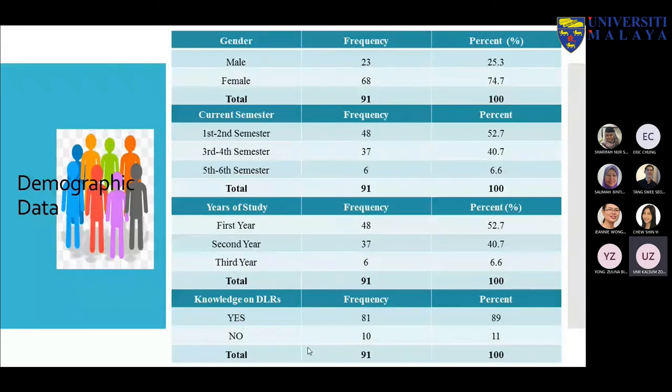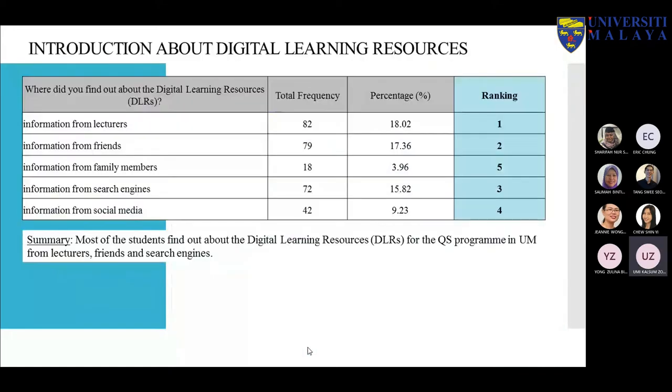So this is the information on the demographic of our students, whereby we have categorized it based on the gender, the current semester, the years of study, and the knowledge in the digital learning resources. All right. And this is basically the question that was asked to our students about who introduced the digital learning resources to them.